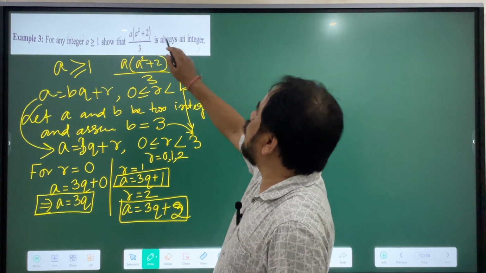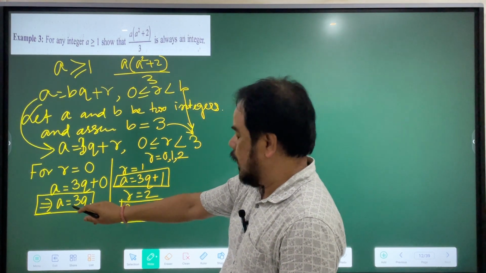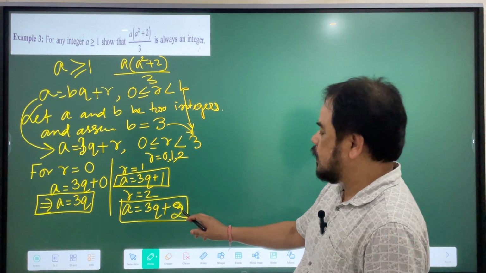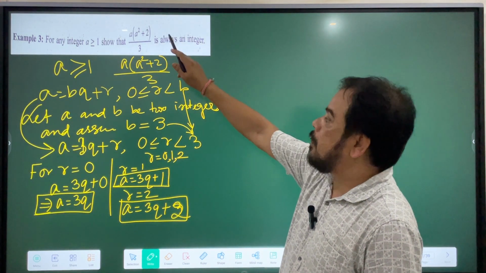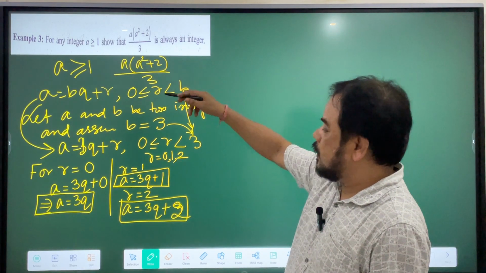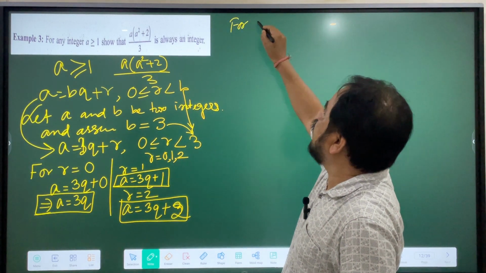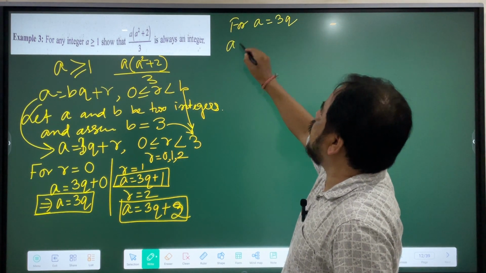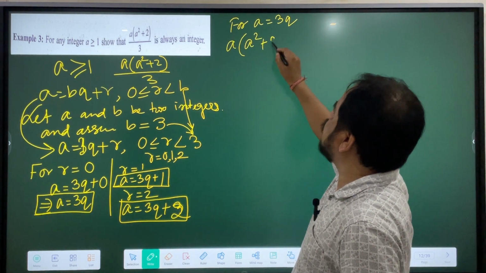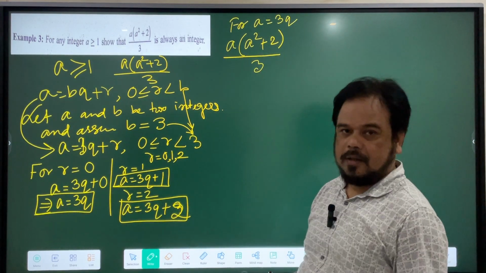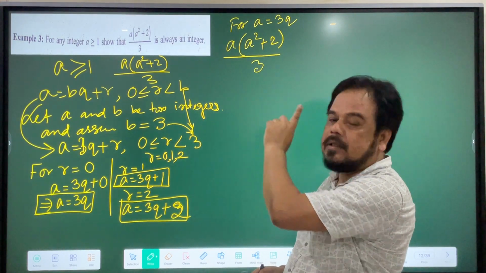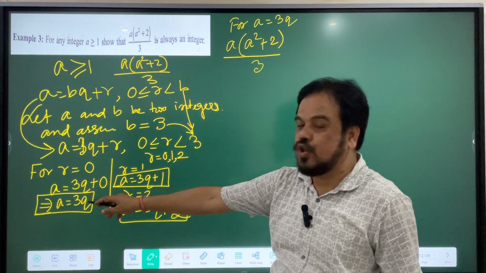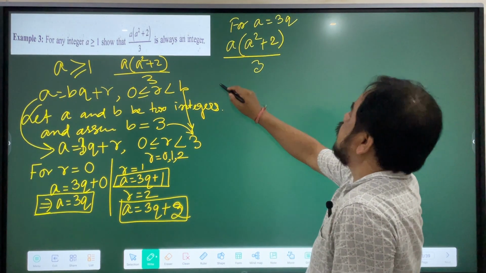What to show? That this is also an integer. We have got the value of a three times: once 3q, once 3q + 1, once 3q + 2. Three times we have to do this calculation by putting the value of a. Let us put now a = 3q in a(a² + 2)/3. This is the term we have to show is also an integer, and we have got the value of a, that is 3q.